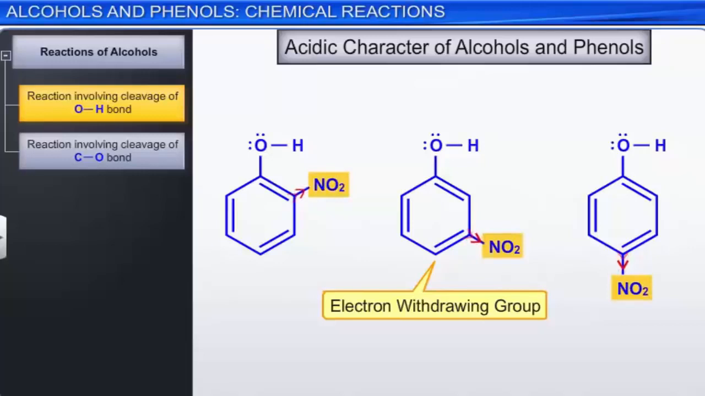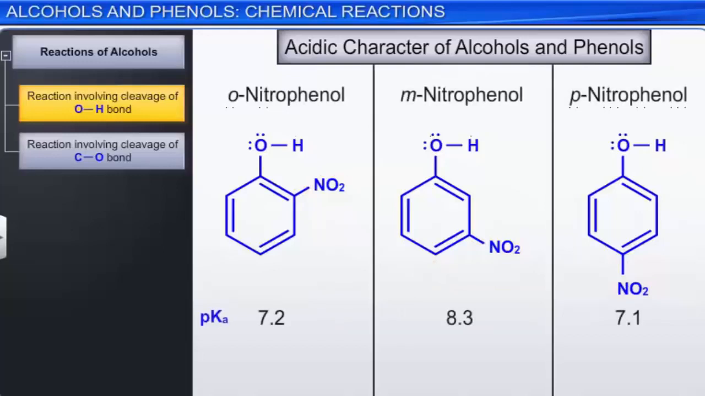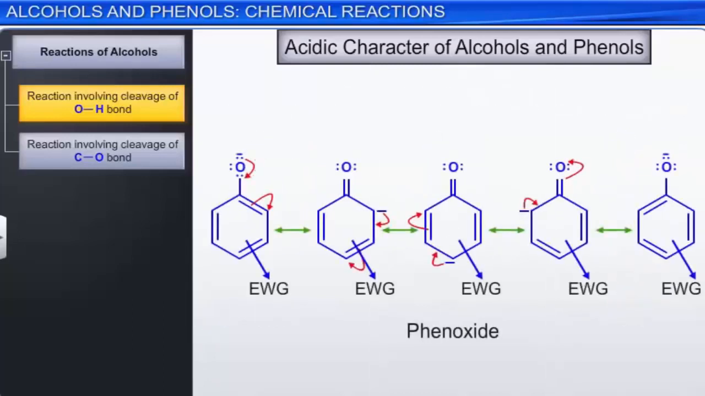This is especially true when the electron withdrawing groups are in either the ortho or para positions. In these positions, nitro groups allow for resonance structures that stabilize the phenoxide ion by allowing more delocalization of negative charge.